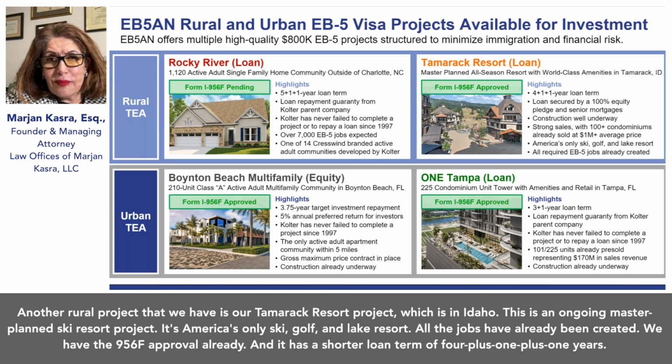Another rural project that we have is our Tamarack Resort project, which is in Idaho. This is an ongoing master plan ski resort project. It's America's only ski, golf, and lake resort. All the jobs have already been created. We have the 956F approval already, and it has a shorter loan term of 4 + 1 + 1 years.